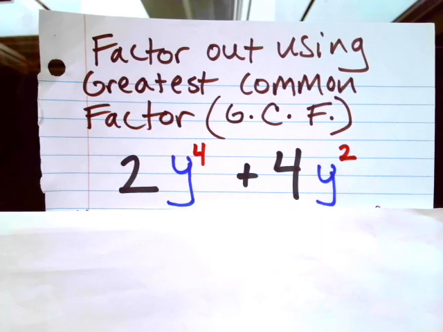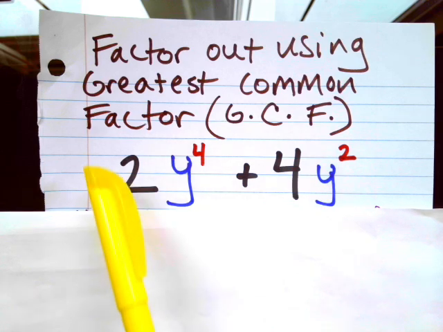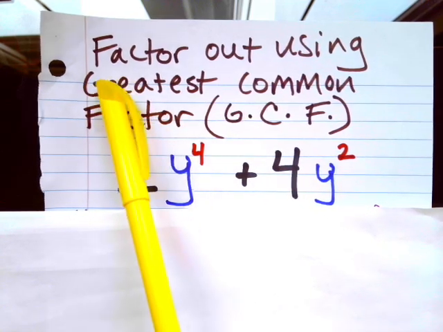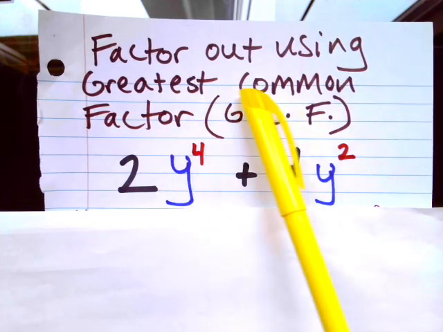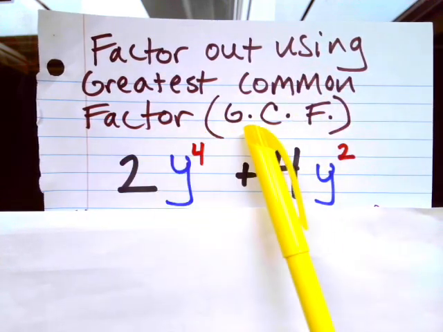All right, welcome back to part 8 of finding zeros of functions. And so here we're going over the different types of factoring. Today I'd like to go over in this part 8 video factoring out terms using the greatest common factor, G.C.F.